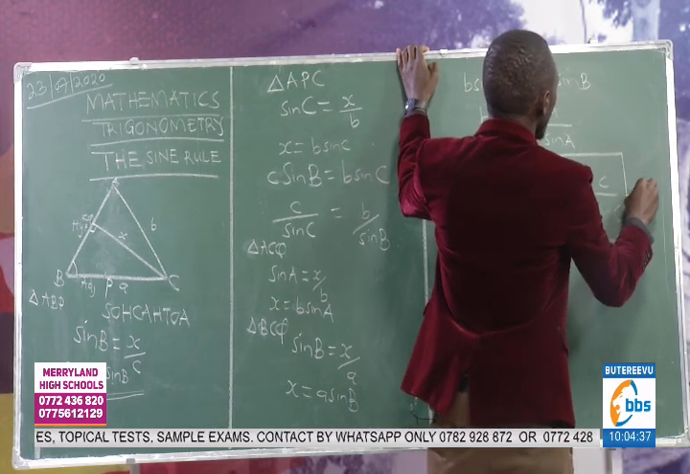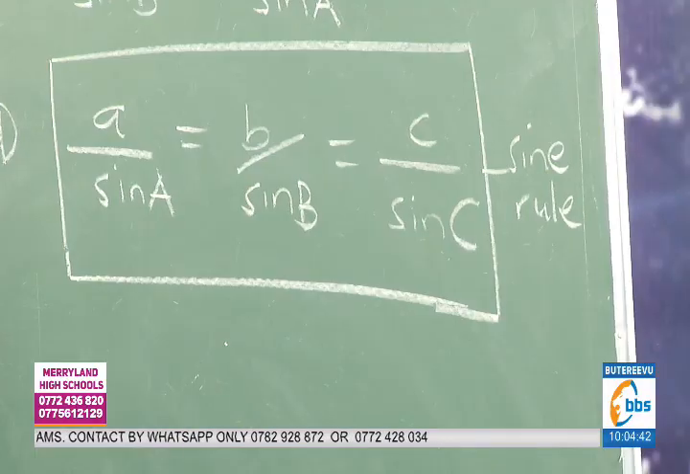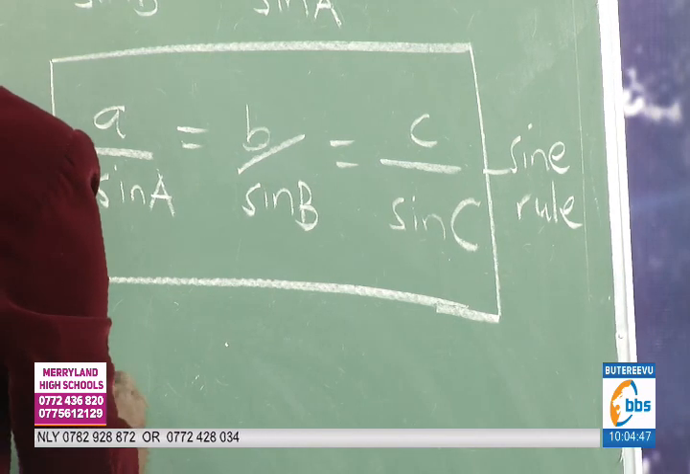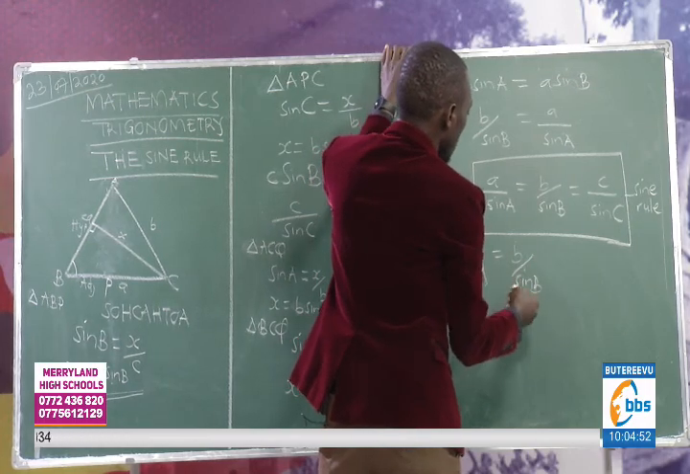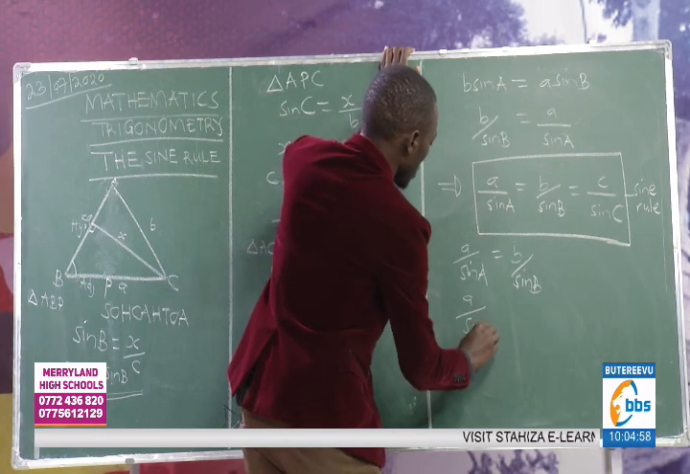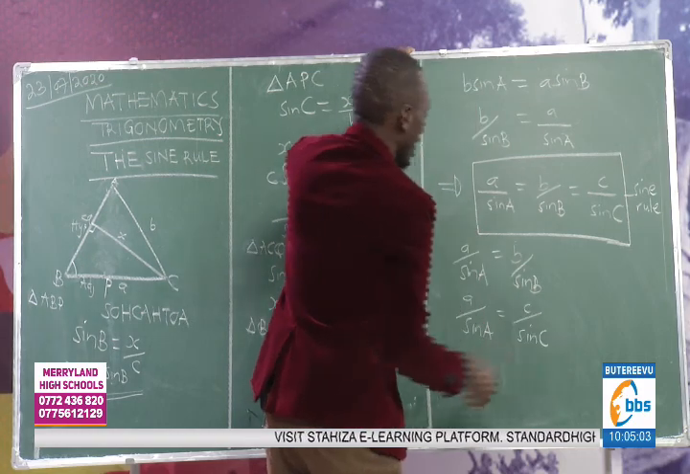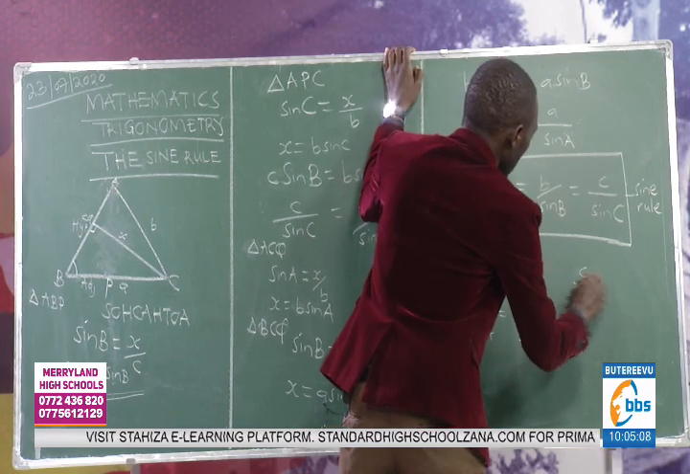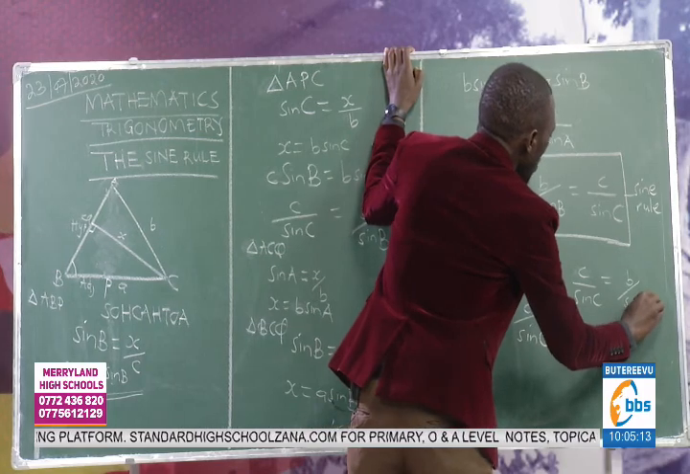Now it depends on what you want to use or what the question is interested in. You can use any. For example, I can take these two: A out of sine A equals B out of sine B, like how we have seen. Also, I can take whatever I want, depending on the question, as we are going to see some examples. I can say A out of sine A will be equal to C out of sine C, or C out of sine C will be equal to B out of sine B. So you can equate to whatever you want.